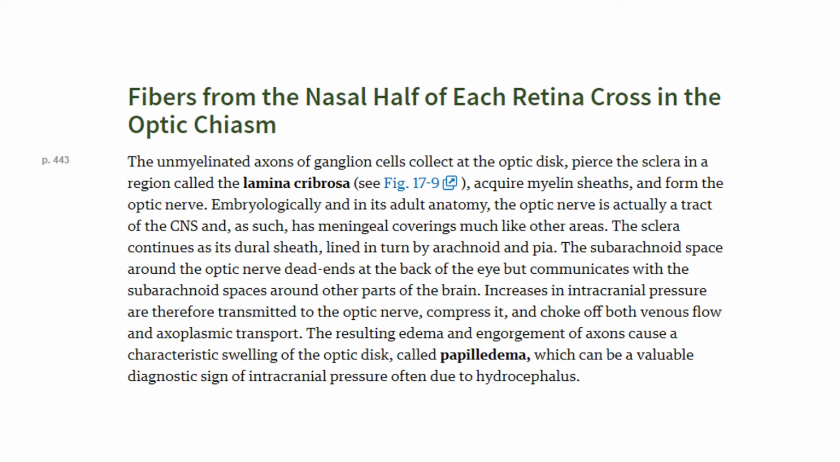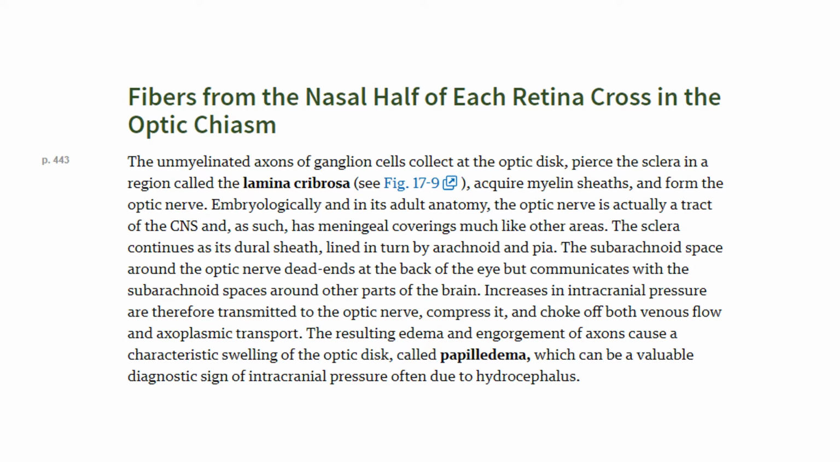Nolte page 443 describes fibers from the nasal half of each retina cross in the optic chiasm. So we're going to see a picture of this in the next slide, and it will at first seem kind of complex. So let's talk about it a little bit first.